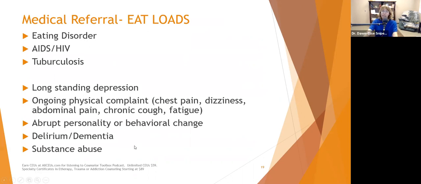Okay, so your medical referral mnemonic, the best I could come up with, is EAT LOADS. Eating disorder, AIDS, and tuberculosis. L is for long-standing depression. O is for ongoing physical complaints. A is for abrupt personality or behavioral changes. D is for delirium or dementia. And S is for substance abuse. Those are the reasons that you would want to make an almost immediate medical referral.